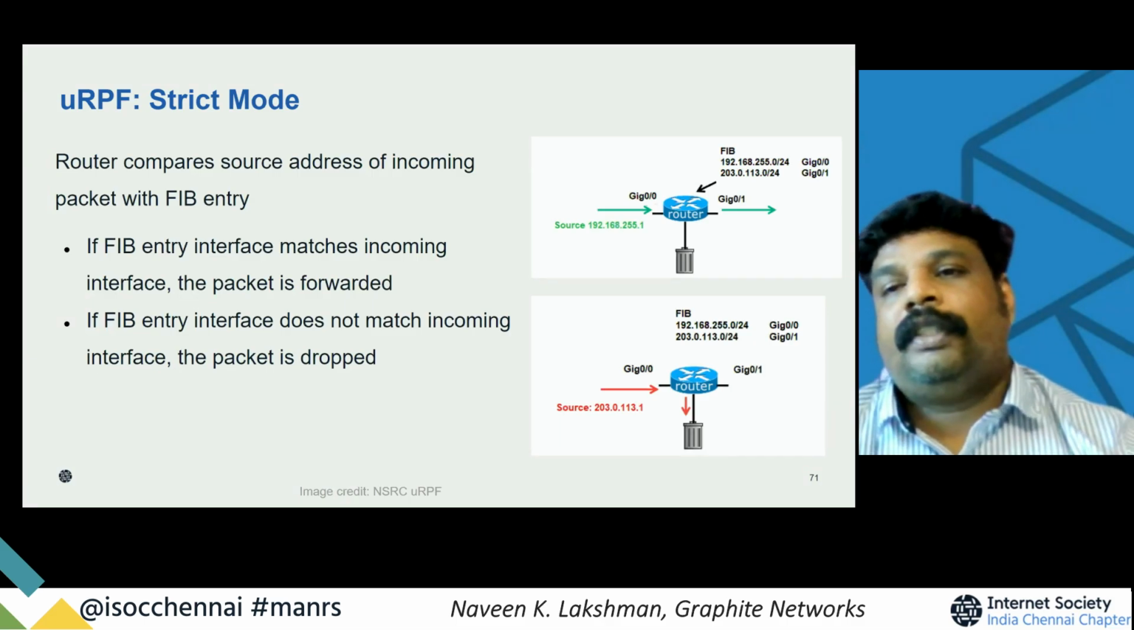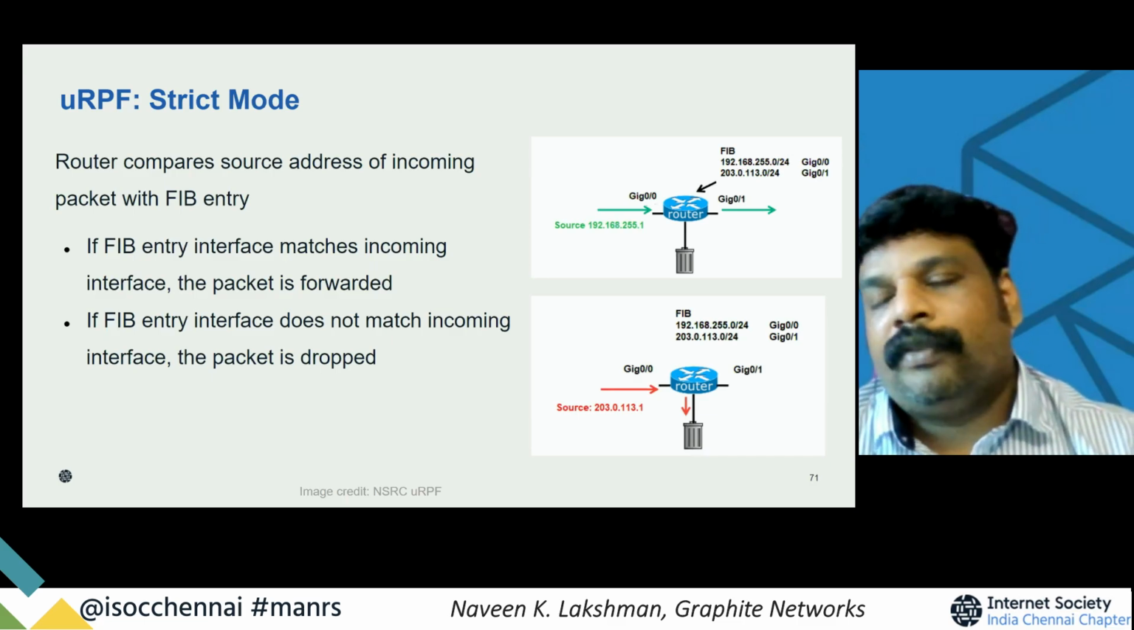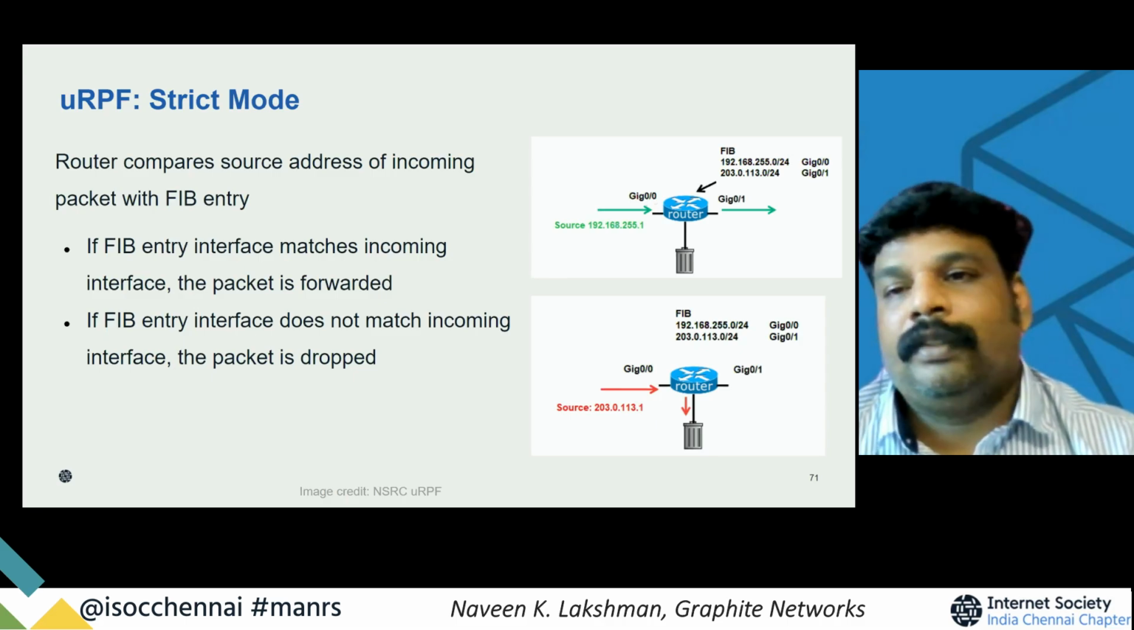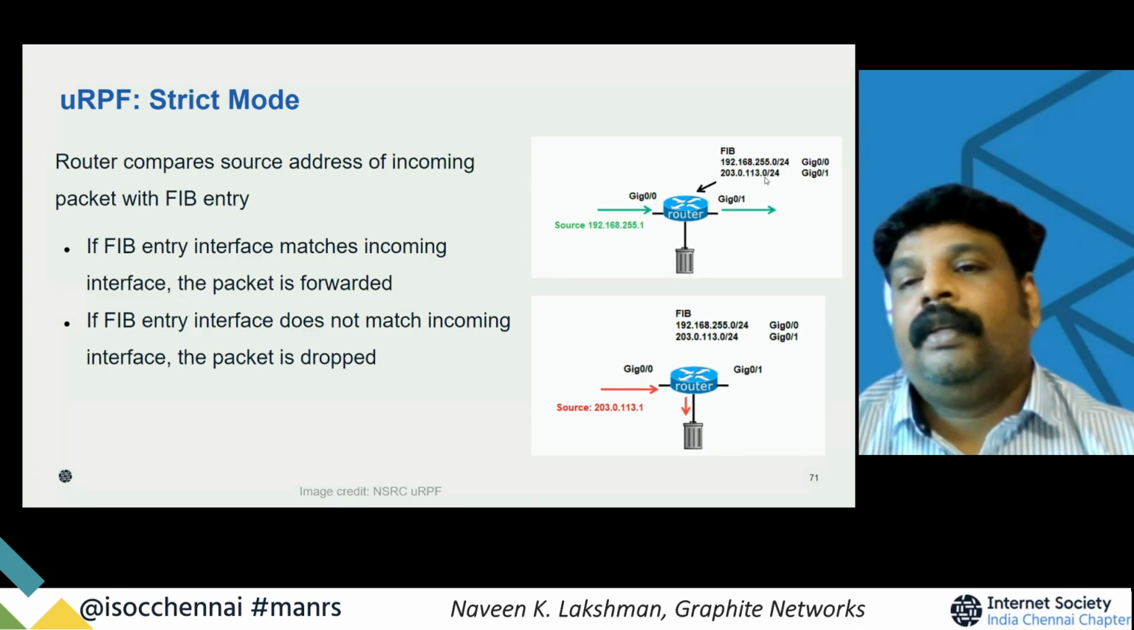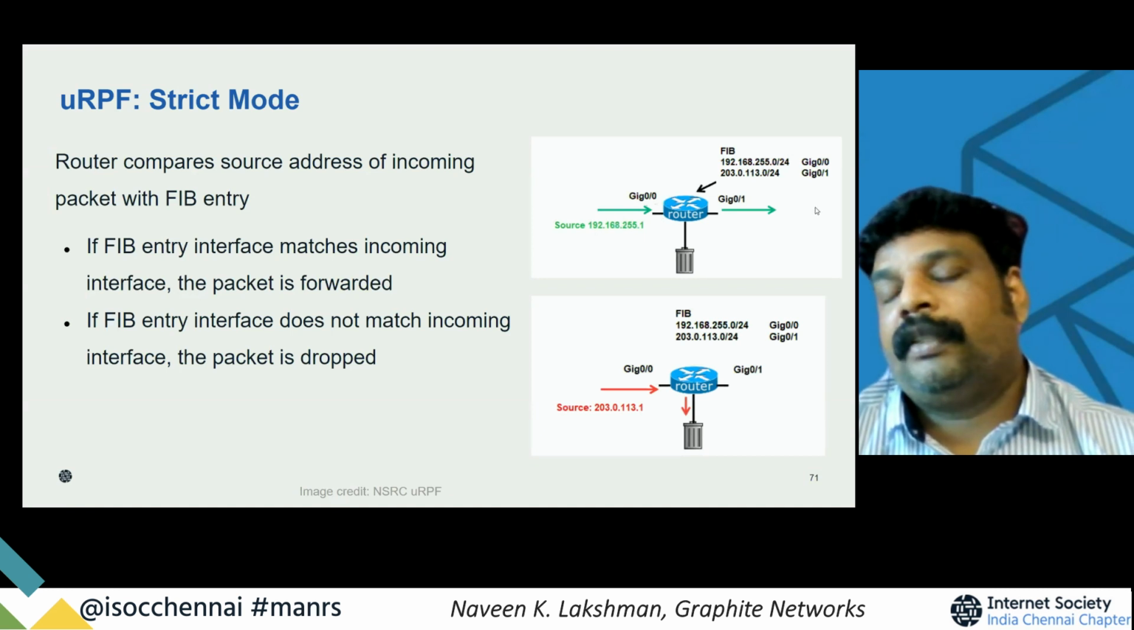If you implement URPF strict mode, the router checks against the FIB, the forwarding information base table, or the CEF table in Cisco, and it looks at whether this prefix of the packet received matches with the interface it is supposed to be received on. It is matching the interface, so it passes the URPF check, and the packet is forwarded.